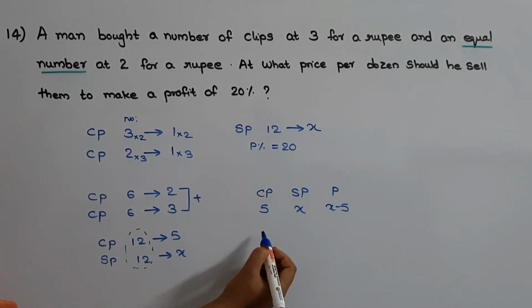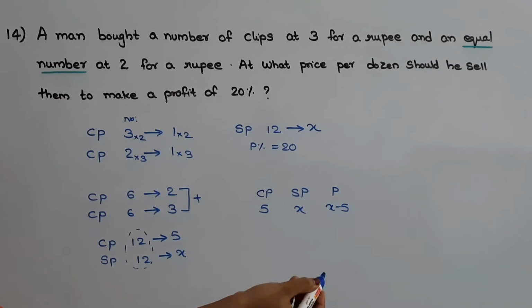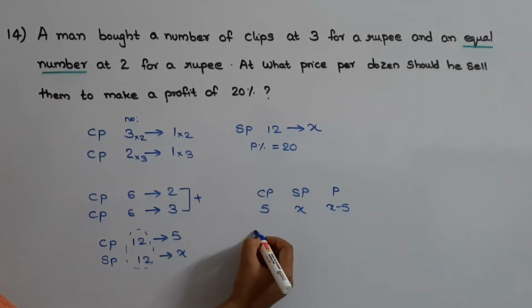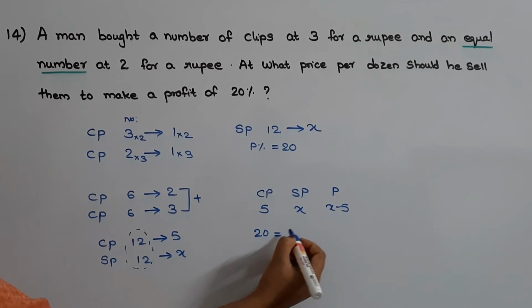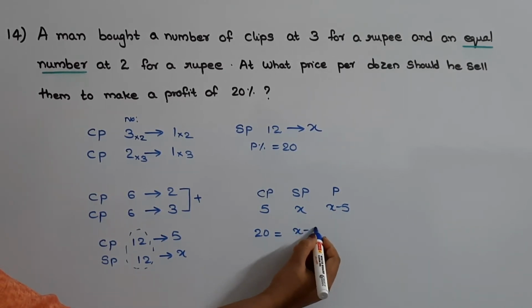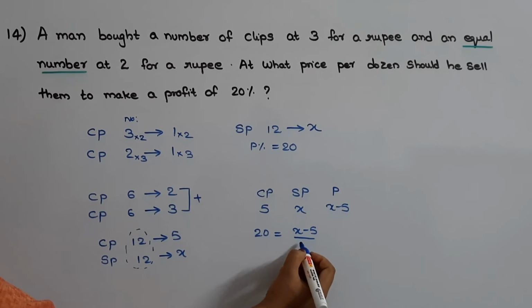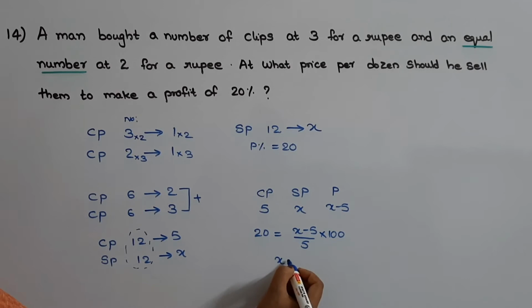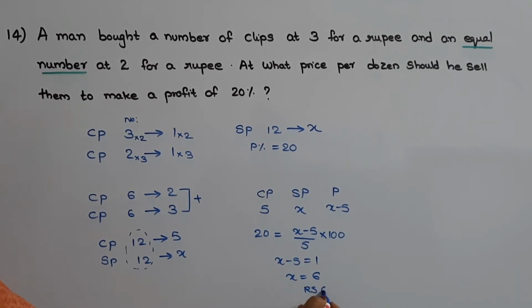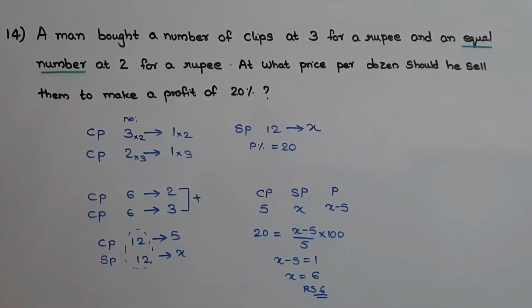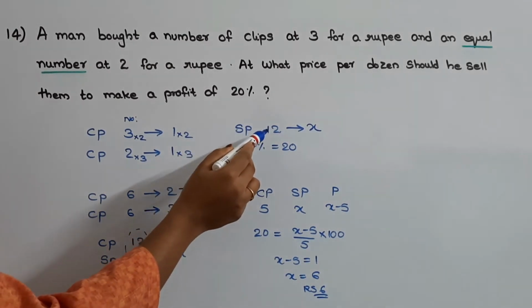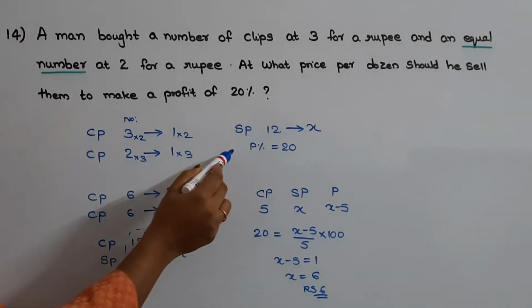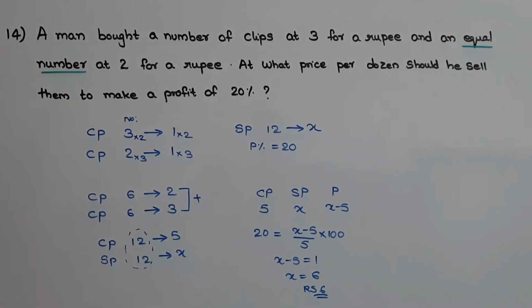We know that profit percentage is equal to profit by cost price into 100. The profit percentage is 20, which equals the profit we found, x minus 5, by cost price, that is 5, into 100. On solving this, we get x minus 5 is equal to 1, and from this x is equal to 6. So rupees 6 is the answer. He can sell 12 clips at rupees 6 so as to get a 20% profit.